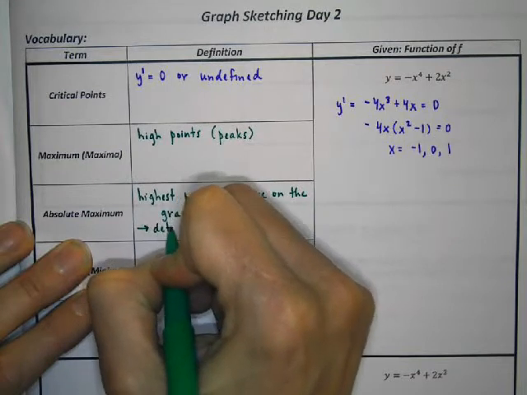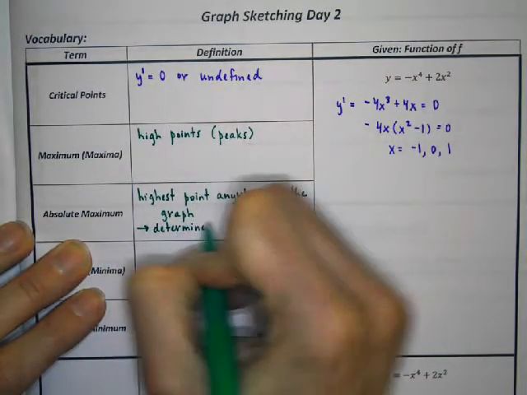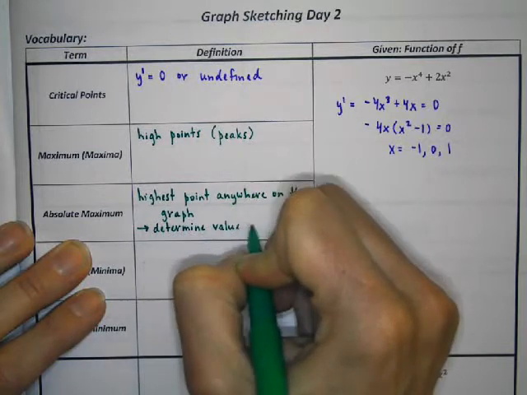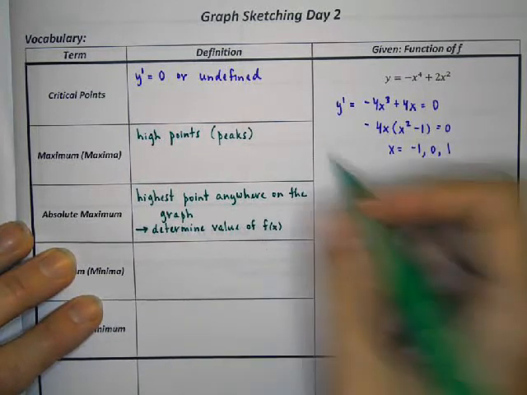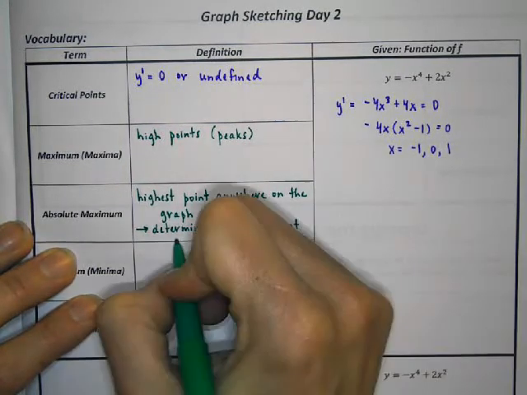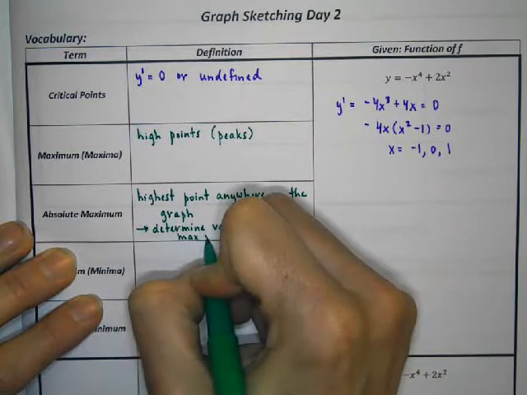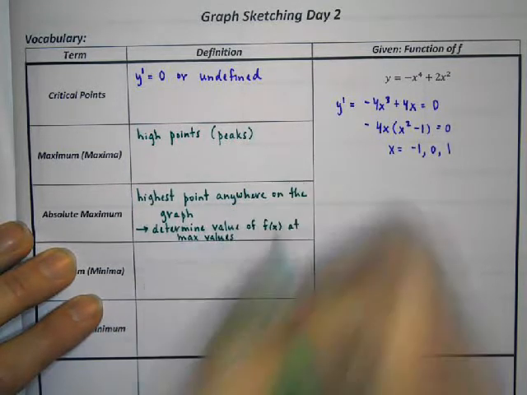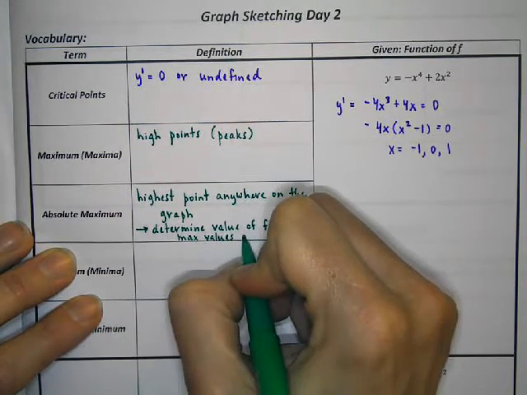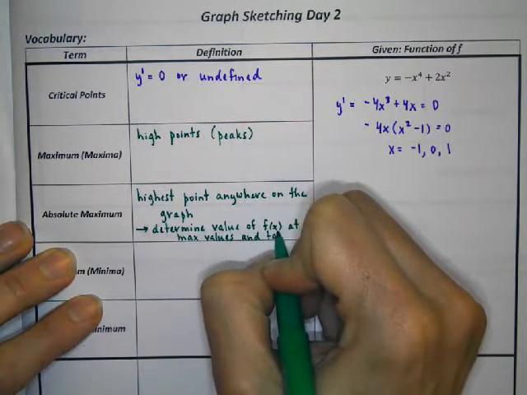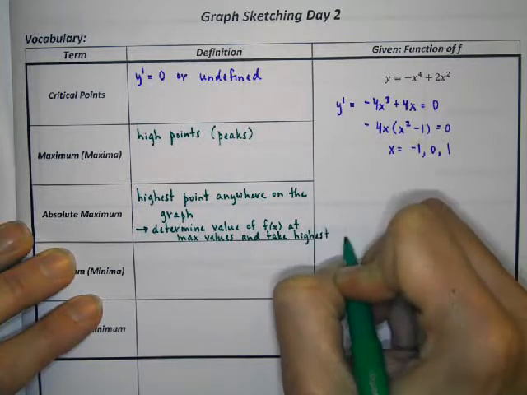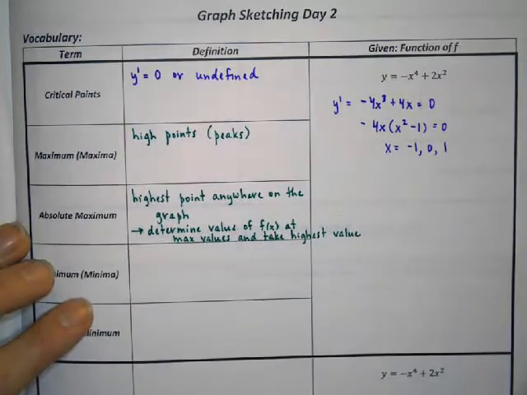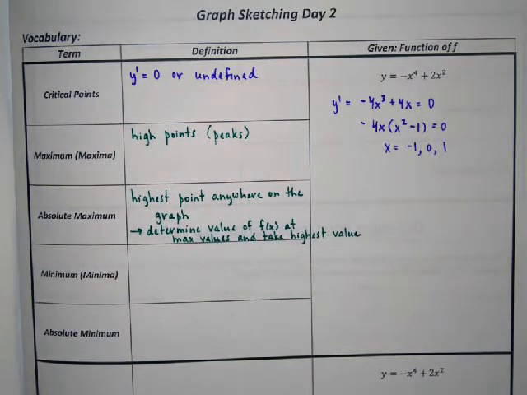So we're going to determine the value of our original function. So determine the value of the function at max values and we're going to take the highest one. And in a little bit we'll see, well, how do we do this given a function?